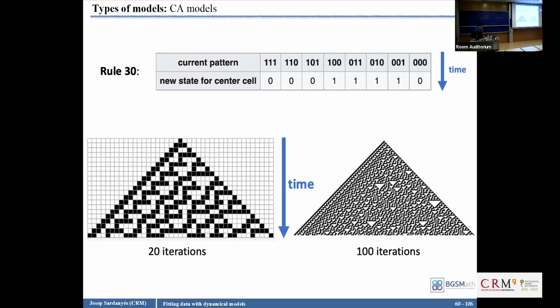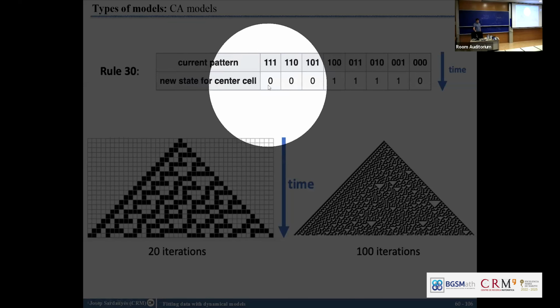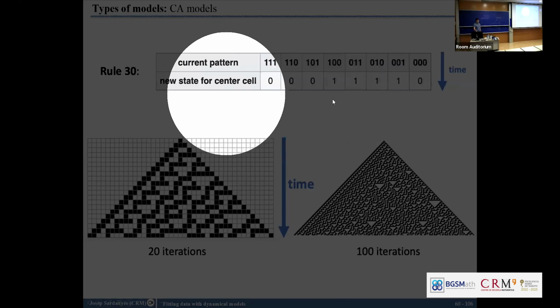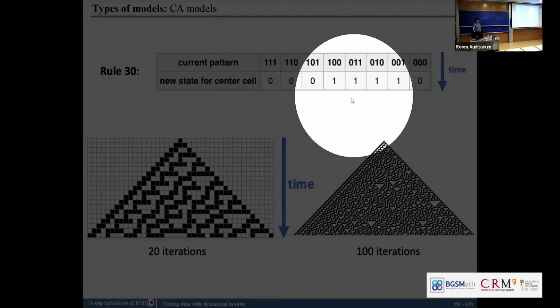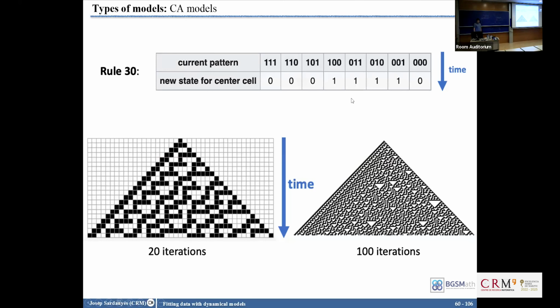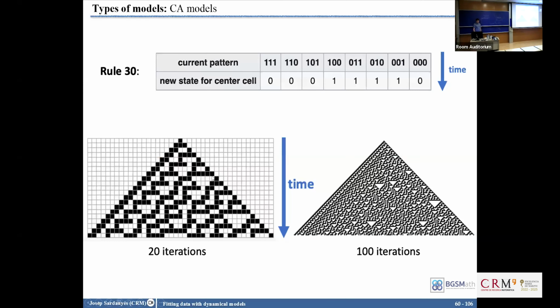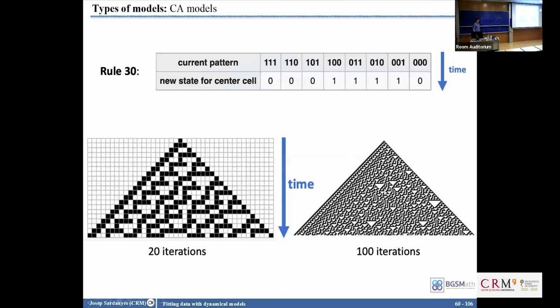This is an example of the automaton that is called rule 30. Rule 30, this is a nomenclature that refers to the decimal number of this binary sequence. Okay, the output of the function. If you compute here the decimal, the integer, it's 30. And this rule 30, when you iterate 20 times, you obtain this pattern. But if you make a lot of iterations, you obtain this kind of pattern. And here you can have chaos.